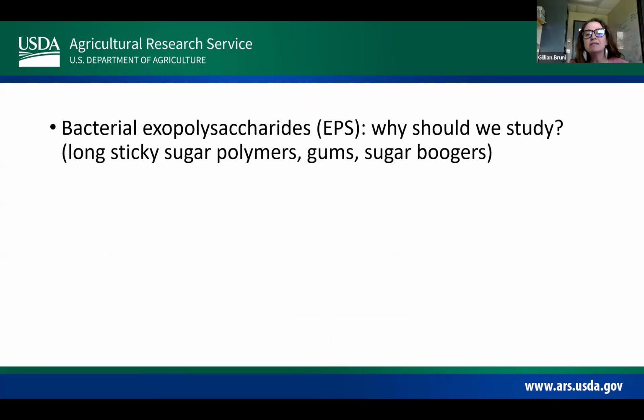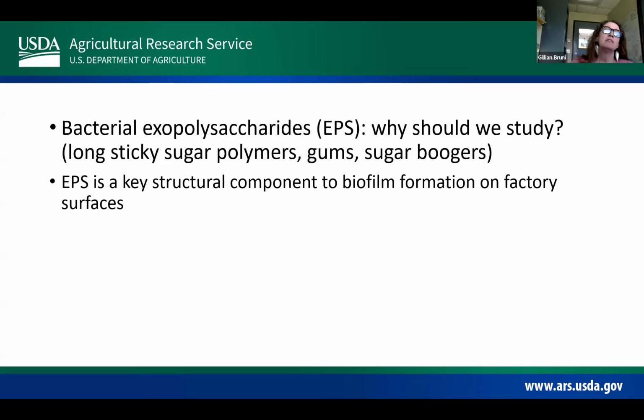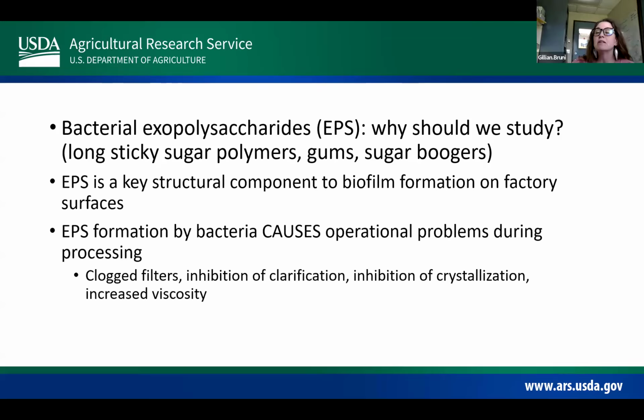Why should we study EPS? These are long sticky sugar polymers, also referred to as gums, or if you're one of my kids, they call them sugar boogers because that's what they look like. These are key structural components that play a role in biofilm formation on factory surfaces. And they also cause a lot of operational problems in the factories that interfere with the raw sugar extraction process.